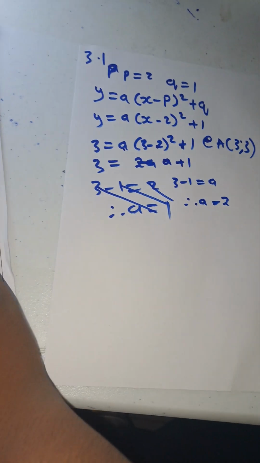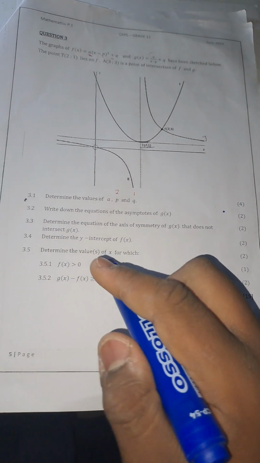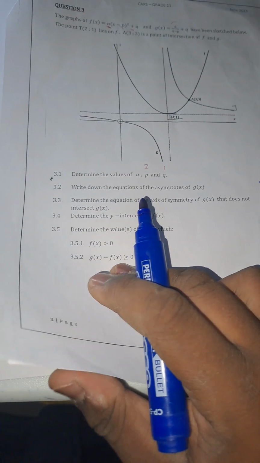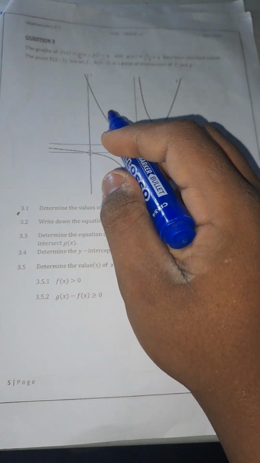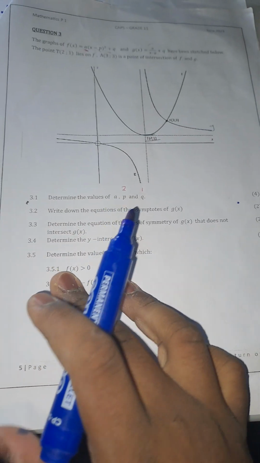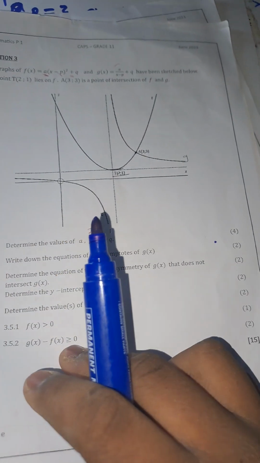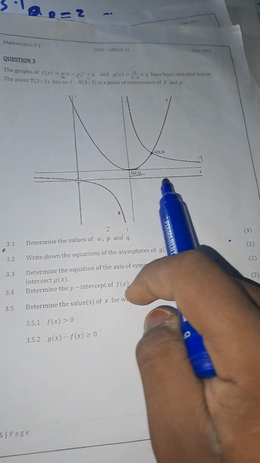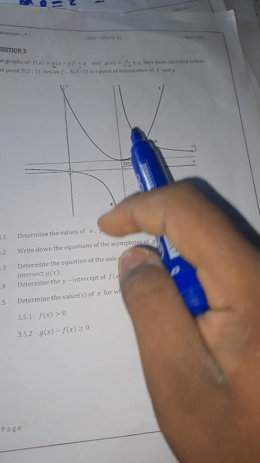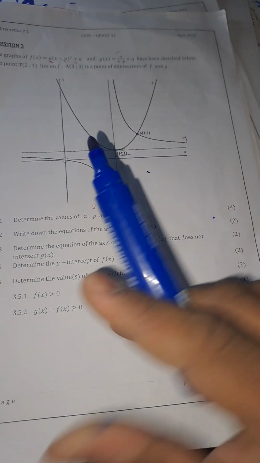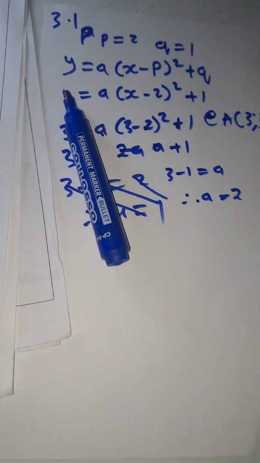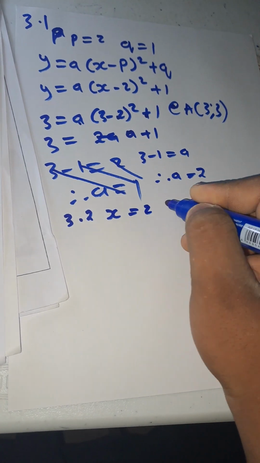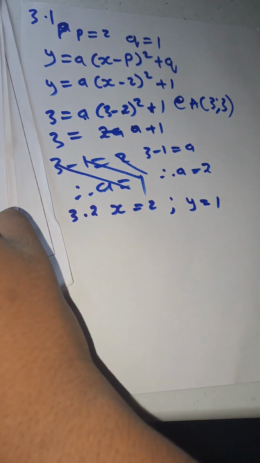See? Now, let's check the second one. Write down the equations of the asymptotes of g of x. Now, g of x is your what? Hyperbola. A hyperbola has two asymptotes, the y asymptote and the x asymptote. As I can see, this one is the x asymptote, and it is at 2. And this is the y asymptote, and it is at 1, because I was already given the coordinates. So 3.2: my x is equal to 2, y is equal to 1. I'm done.